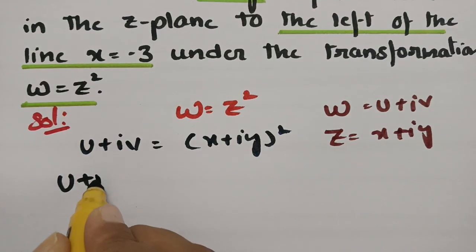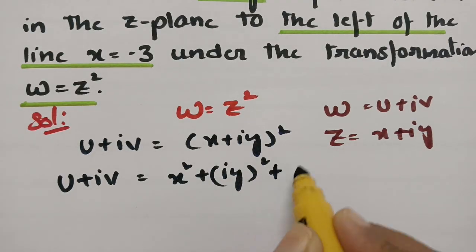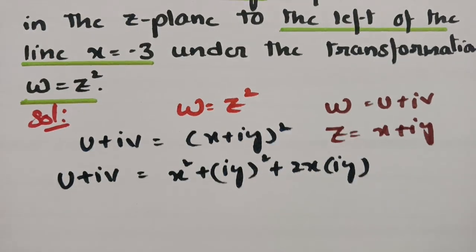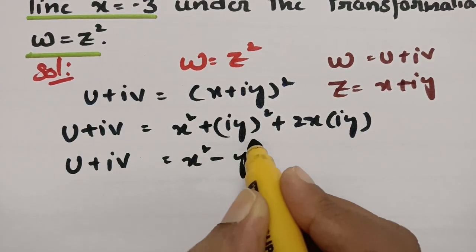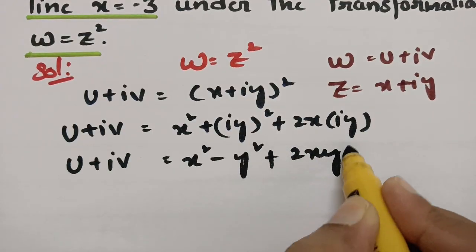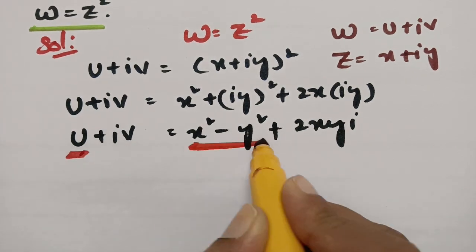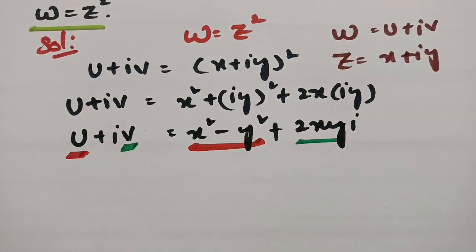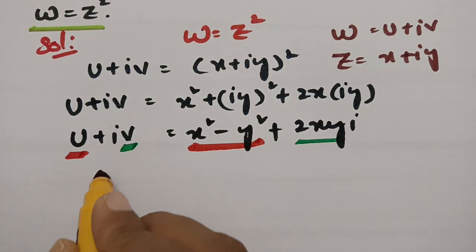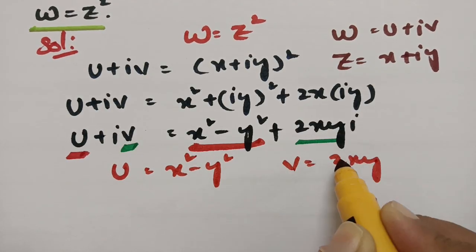So if I expand, this is a square, this is b square, plus this is 2ab. And now u plus iv is equal to x square minus y square plus 2xyi. So if I separate the real part, the real value u is equal to x square minus y square, and the imaginary part v is equal to 2xy.